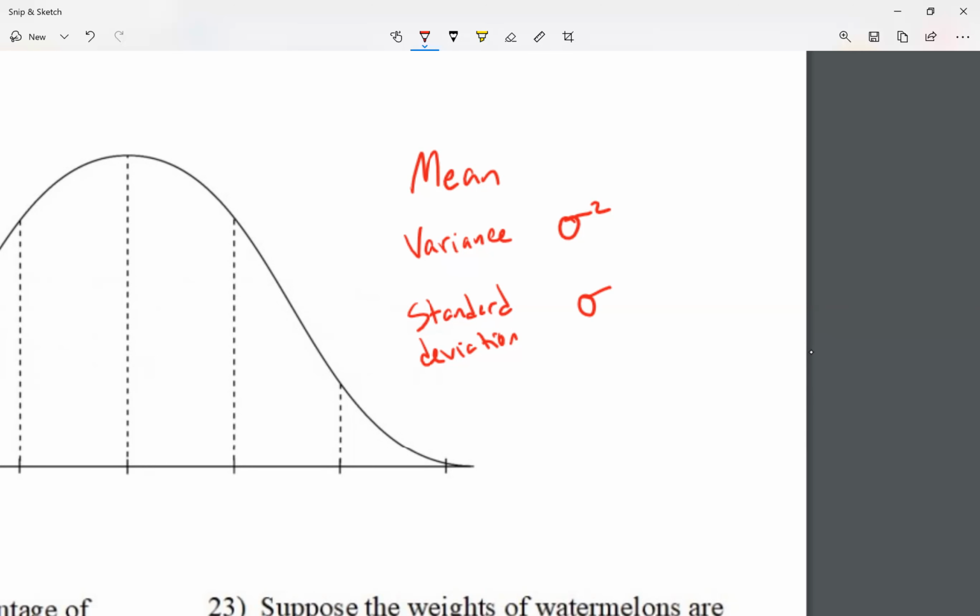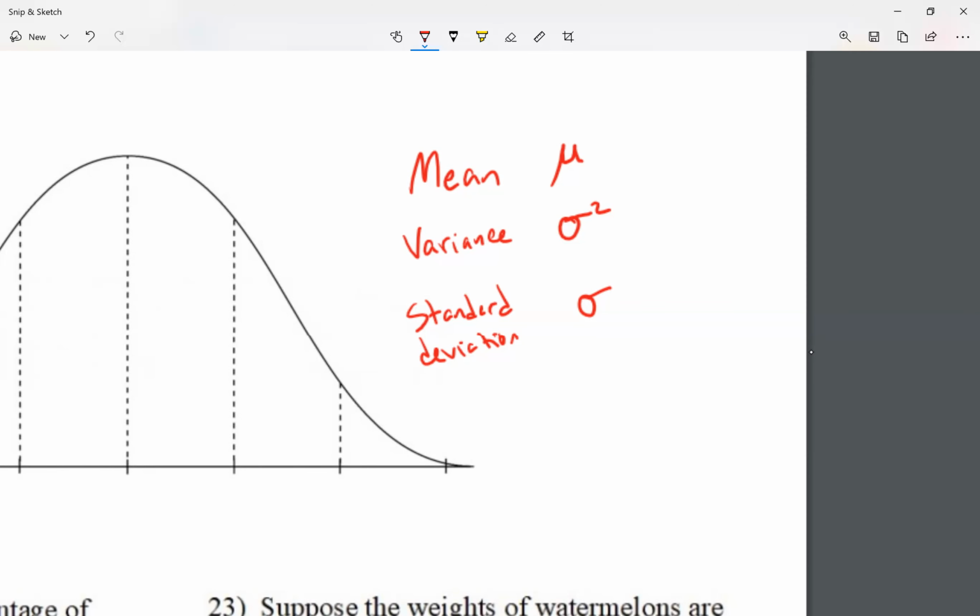Now, for mean, we're also going to use a Greek letter. Let me introduce you to a new Greek letter. It looks like a U, but the left side of the U is extended a little bit more. We're going to call that mu. That's the Greek letter mu, which is what we're going to call for mean.